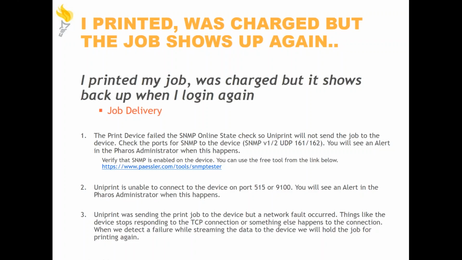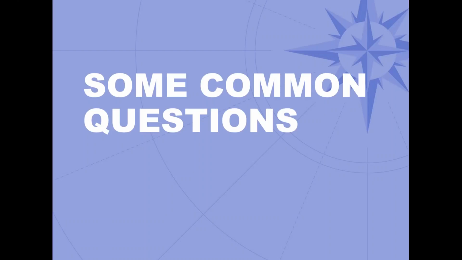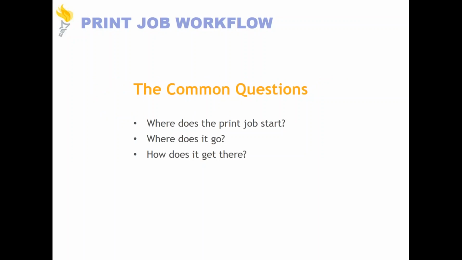Moving on, I mentioned earlier there are some common questions that we get about printing. I throw these out there because they've been asked a couple of times here and there, and I think they're kind of interesting to answer and provide more substance around the print job workflow. Where does the print job start? Where does the print job go? And lastly, how does the print job get there?